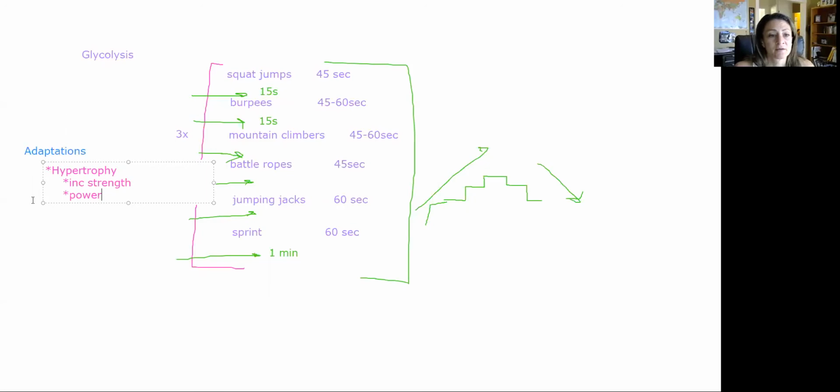Okay. Another adaptation. Increased carbonate buffer.